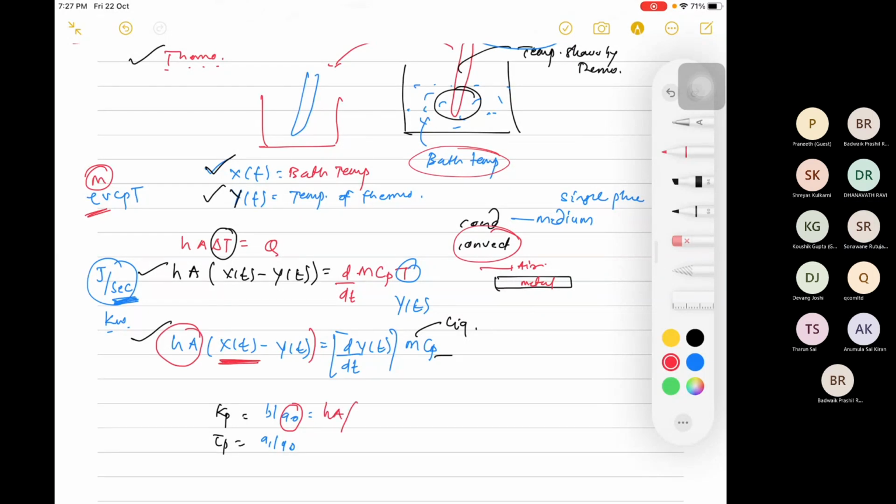Divided by what is the coefficient of output? What is output? This is output. The coefficient of output is ha upon ha. What is the value of Kp? In case of thermometer it is 1.